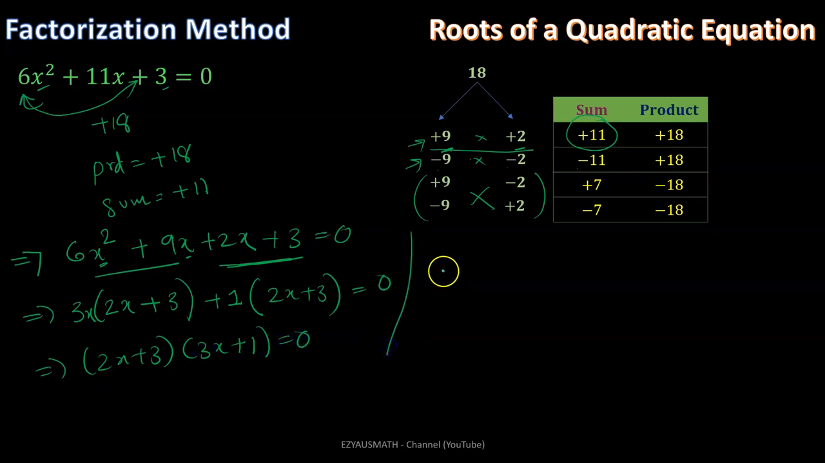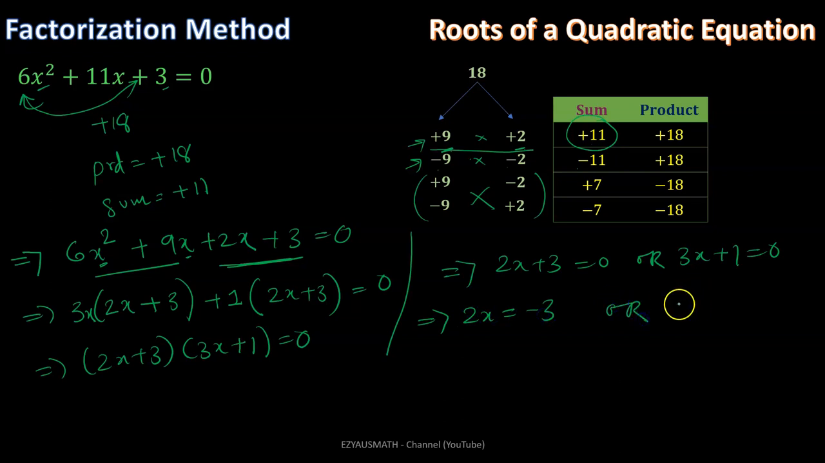Okay, so now the product of two numbers is 0, so we can say that 2x plus 3 is equal to 0, or 3x plus 1 is equal to 0. To solve this equation, we will subtract 3 from both sides, so this is nothing but 2x is equal to minus 3. Similarly, we will subtract 1 from both sides, or we can add minus 1 to both sides, so this is nothing but 3x is equal to minus 1.